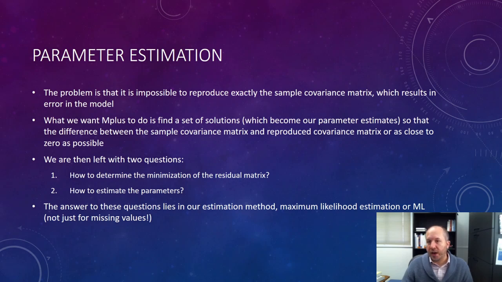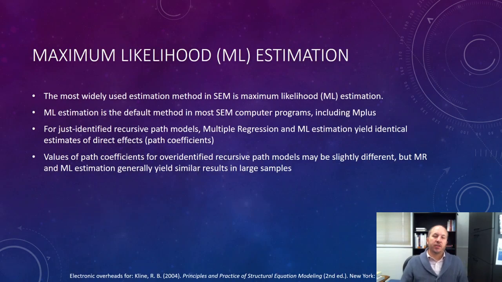There are a variety of methods that a variety of programs use. Maximum likelihood estimation, or ML, is the one that is most commonly used. It's not used only to evaluate or adjust for missing values, but it is also used around the actual estimation for parameters. So maximum likelihood, or ML, estimation. A little bit about that.